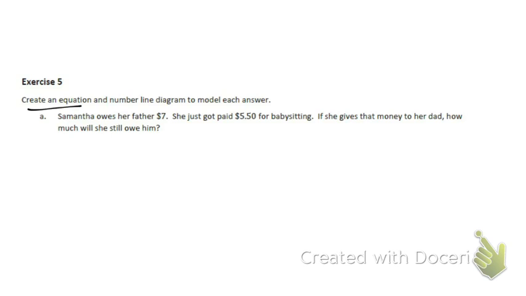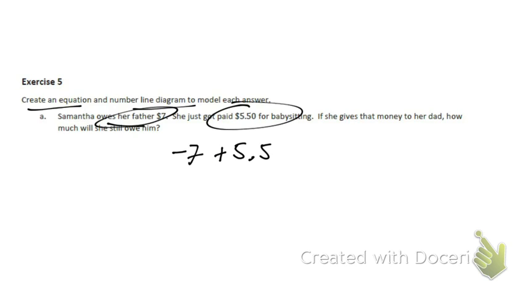So here's a create an equation and a number line diagram. I'll do this real quick. She owes her father $7 and she got paid $5.50. So remember, owing money is like negative, and she got paid. That means she earns $5.50. If I'm doing that here, well, let's do it. Show the number line also.